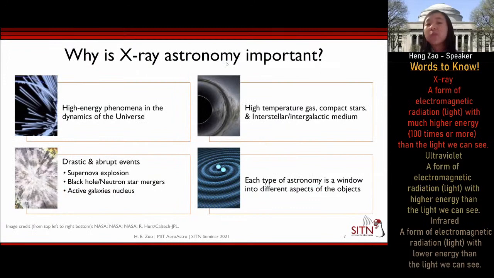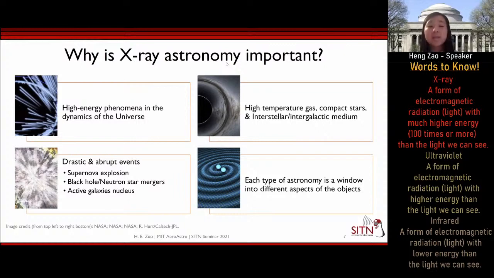The next question is, why do we even care about that, and why is it important? There are a number of reasons. These very high energy phenomena, we didn't know they happened in the universe until about 100 years ago, but now we see they're really important for understanding the dynamics of the universe. If you want to know how the universe works, we need to look at this spectrum. It comes from very high temperature gas, very compact stars where stars are so dense, and even in the interstellar medium, the space between stars, which is not so empty as we know.